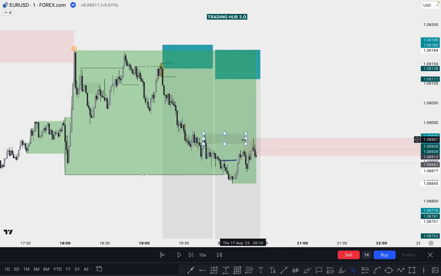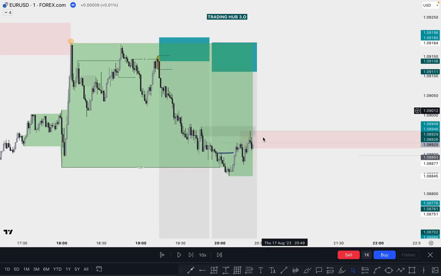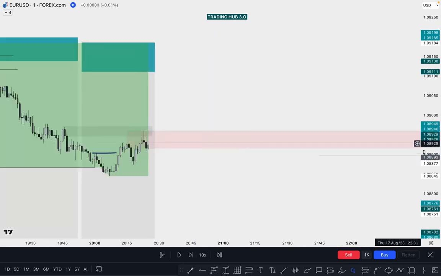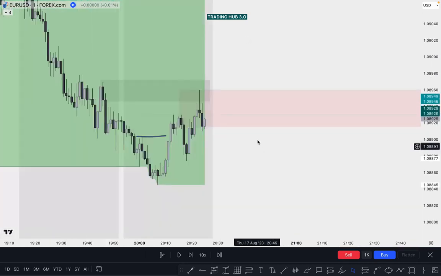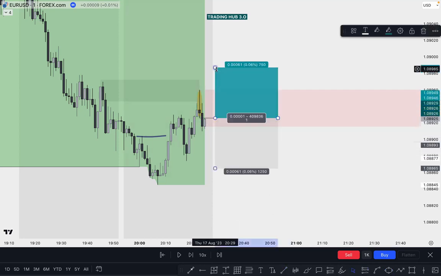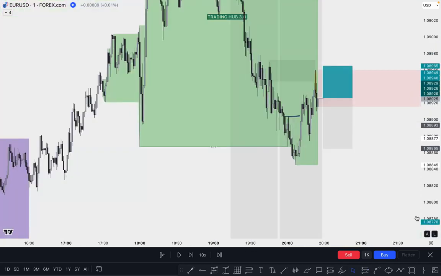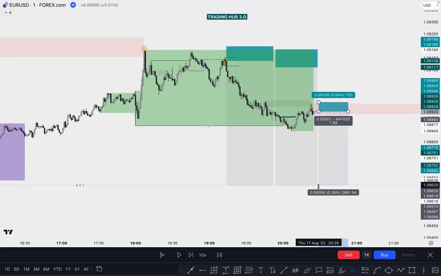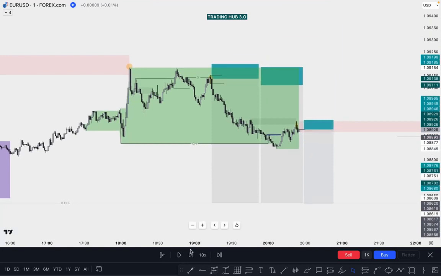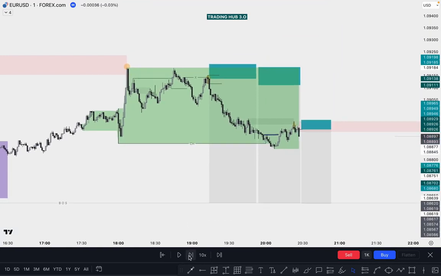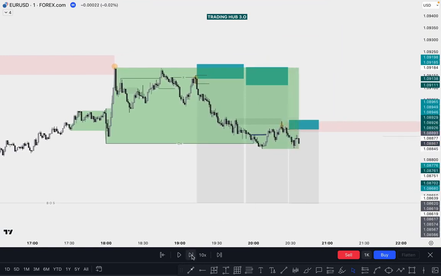Okay, so finally the market mitigated this one. Okay, and then it created a single candle order block. This one is called a single candle order block, right? This candle is called a single candle order block. Why? Because the next candle mitigates this one, right? So we can enter here and put the stop loss just above it and main target here, right? So this is our entry plan as per higher time frame to lower time frame. Now let's see what happened next after this one.